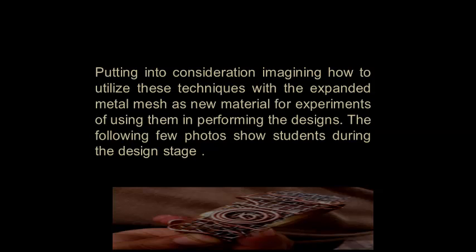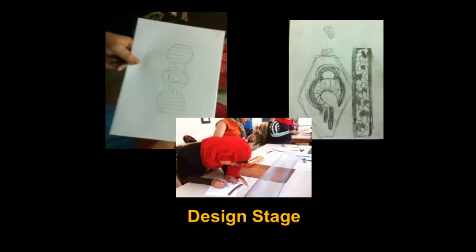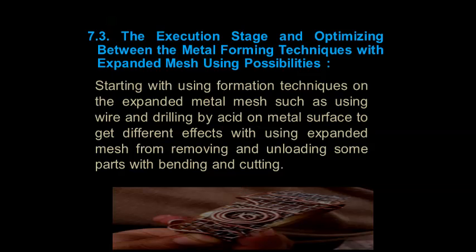The following few photos show students during the design stage. The design stage, the execution stage, and optimizing between the metal forming techniques with expanded mesh using possibilities. Starting with using formation techniques on the expanded metal mesh, such as using wire and drilling by acid on the metal surface to get different effects with the expanded mesh, from removing and unloading some parts, with bending and cutting.